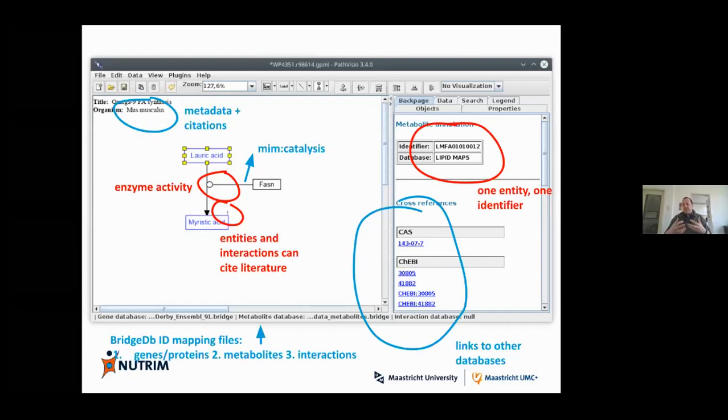So this is what PathVisio looks like, annotated with blue comments and red comments, indicating some of the information that we have in the pathways in WikiPathways. The enzymatic transformations are in there, drawn here, showing which enzyme is involved. Each of the metabolites or lipids and enzymes and the interactions can have their own literature references, so that you can look up specifically where that knowledge is coming from.